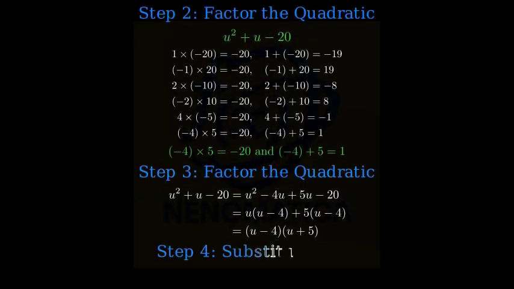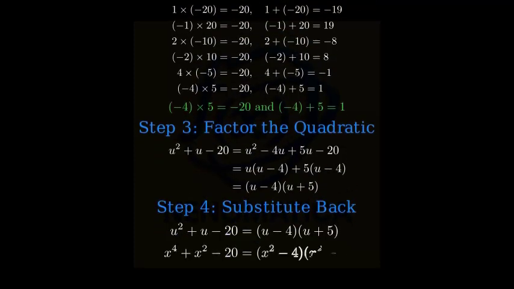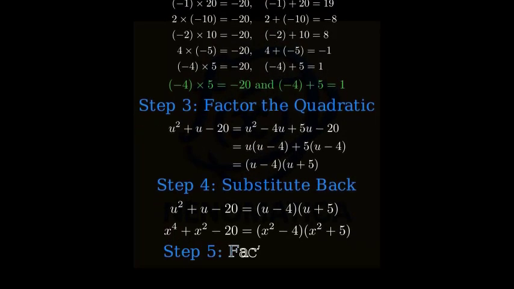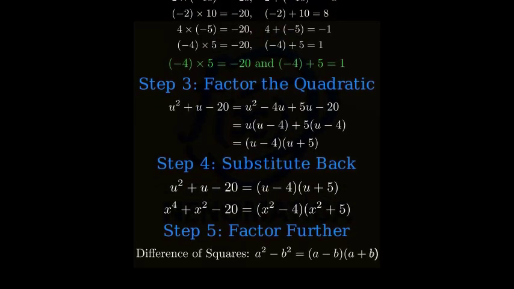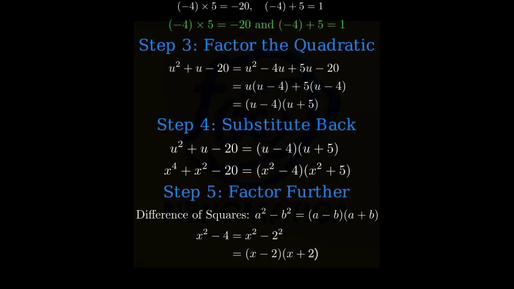Now, we substitute back our original variable. Since u equals x squared, we get x squared minus 4 times x squared plus 5. We can factor x squared minus 4 further. This is a difference of squares. x squared minus 4 equals x squared minus 2 squared, which factors as x minus 2 times x plus 2.